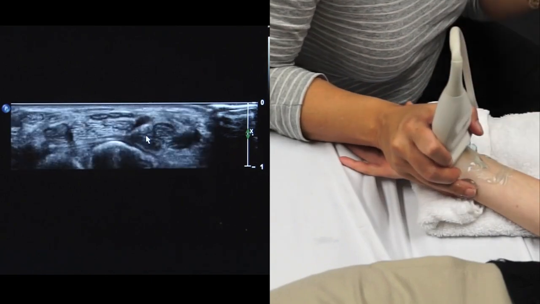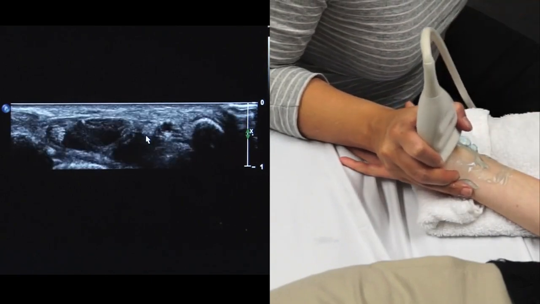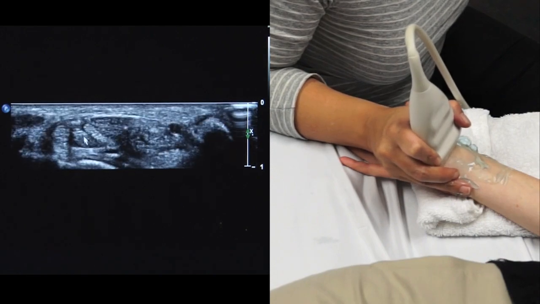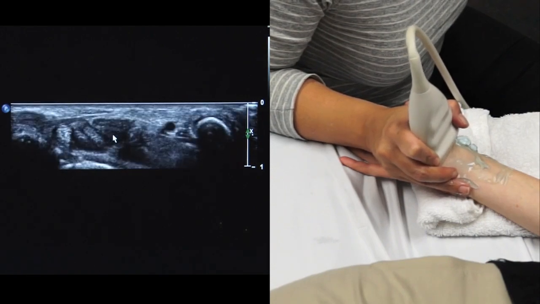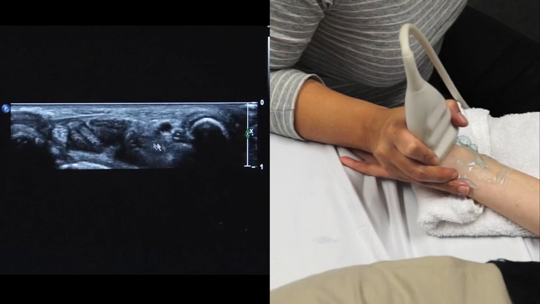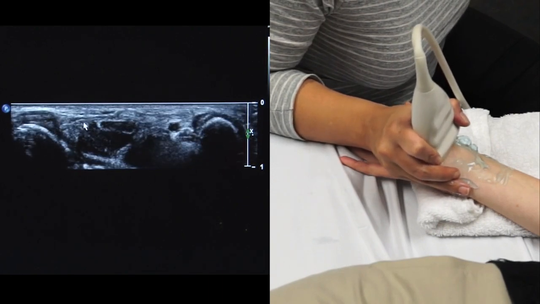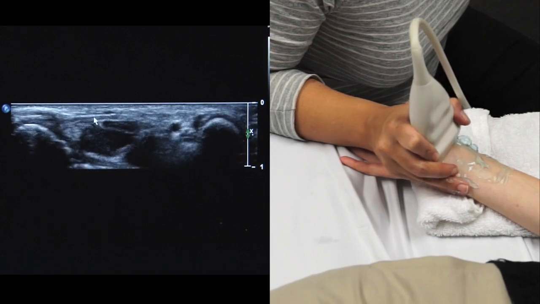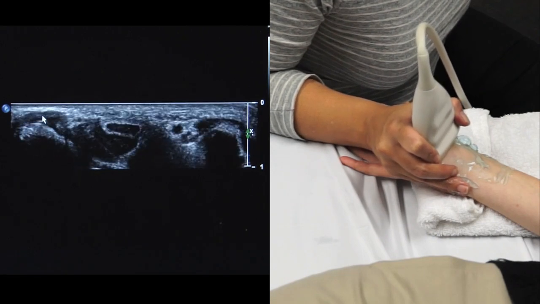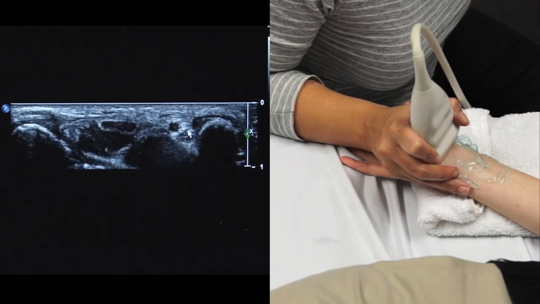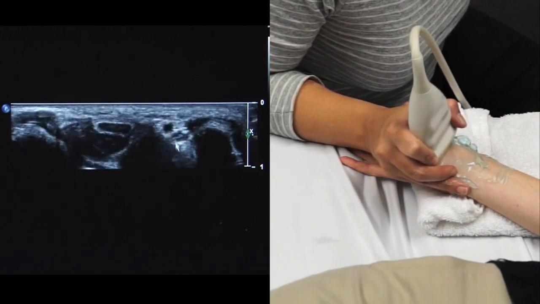Okay. So just a quick review. We have the median nerve. We have the flexor tendons in the carpal tunnel, with the flexor retinaculum, the flexor carpi radialis, the palmaris, and then we've got the ulnar nerve next to the ulnar artery.